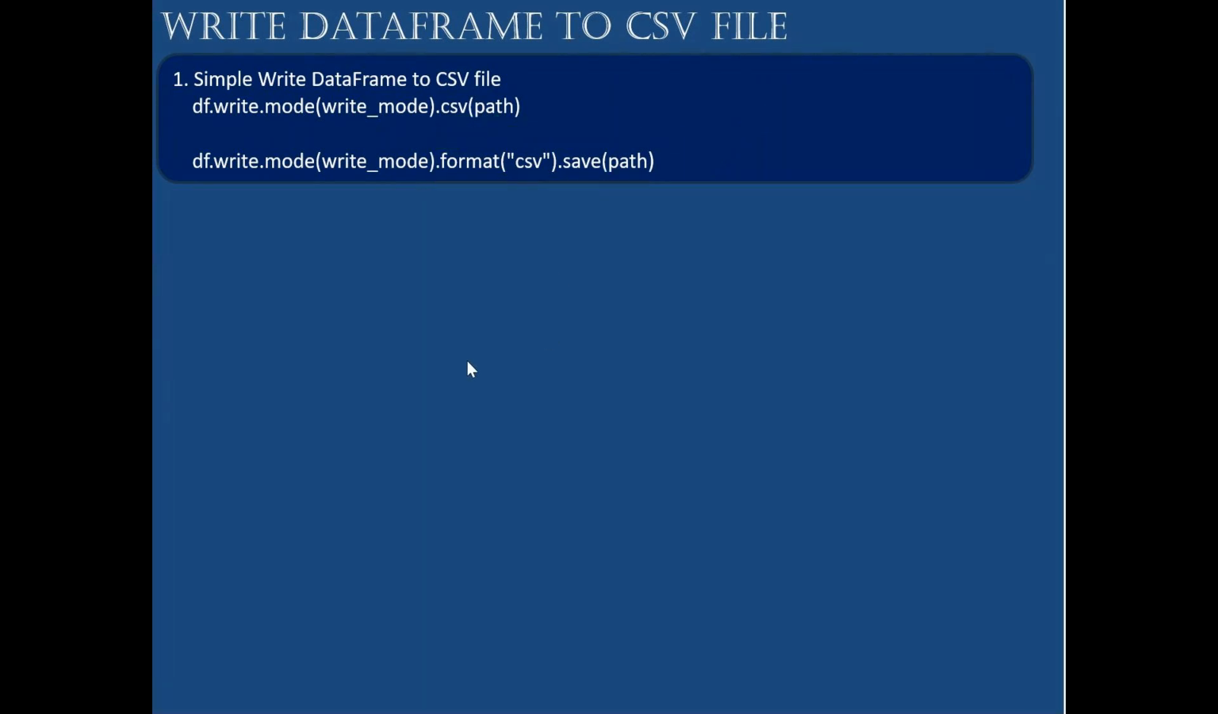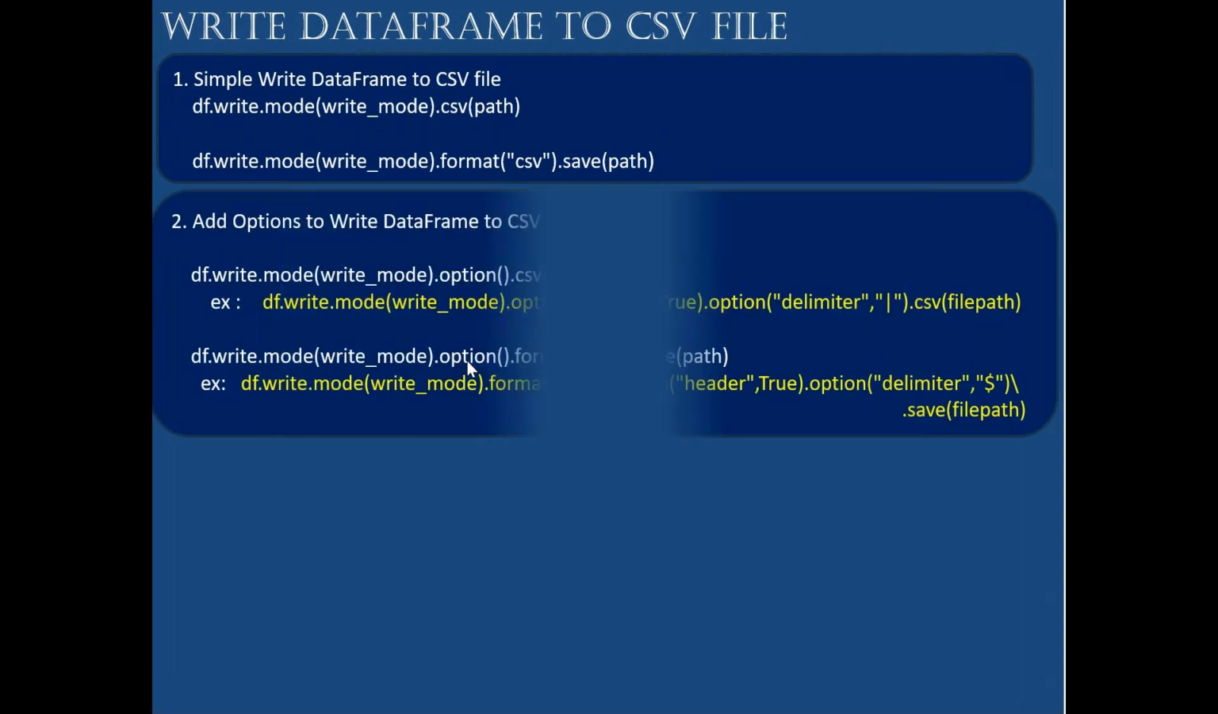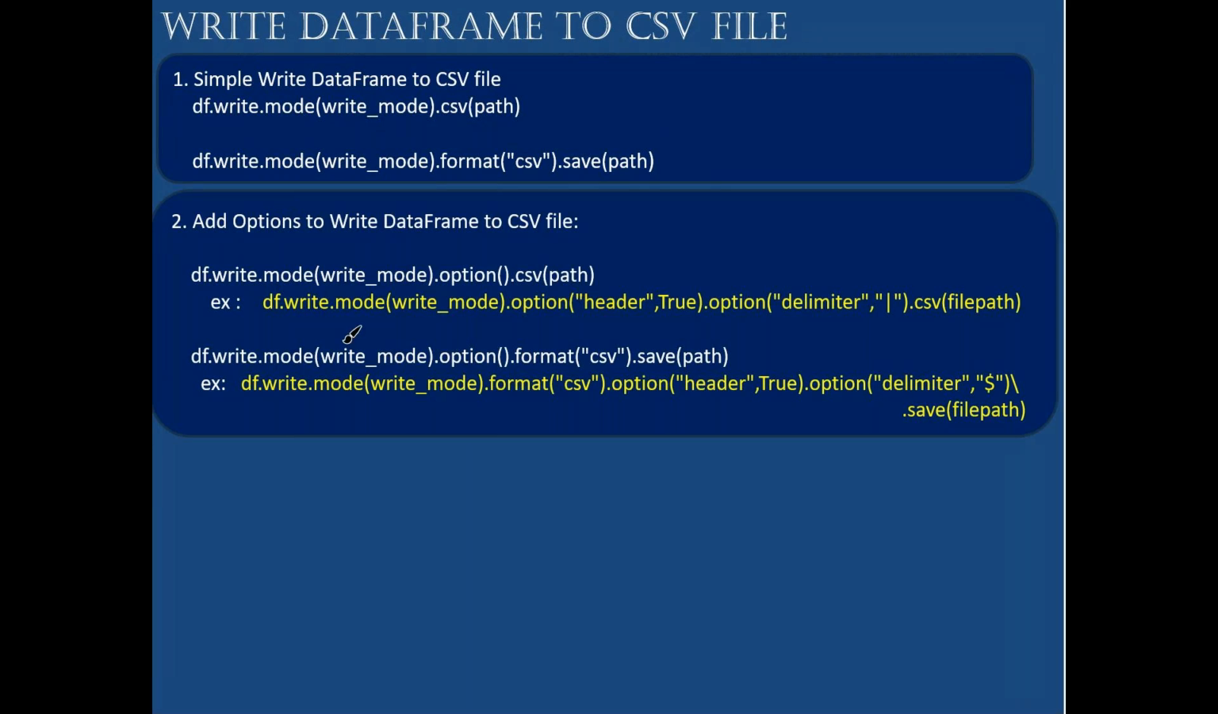But we want to add some options. Okay, add options to write a data frame to CSV. So if you want to add options, you can use df.write.mode, where df is a normal data frame you are writing, and mode is overwrite. All those things we'll discuss: overwrite, append, ignore, error. So multiple modes we can use, but these two are the important. If you want to save headers to the target file, we have to say header comma true.